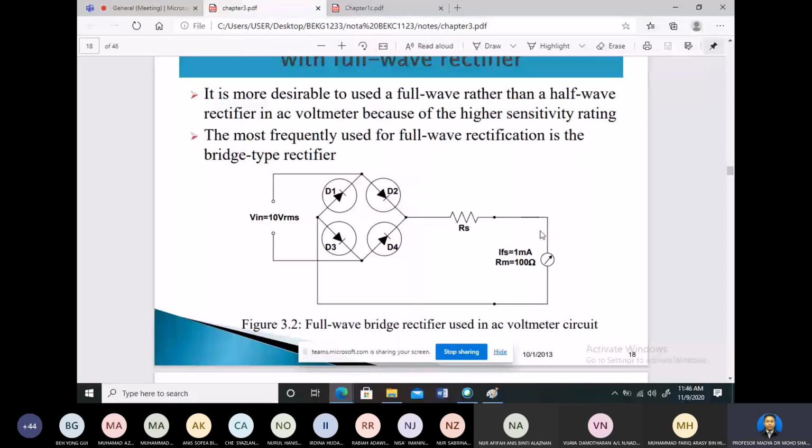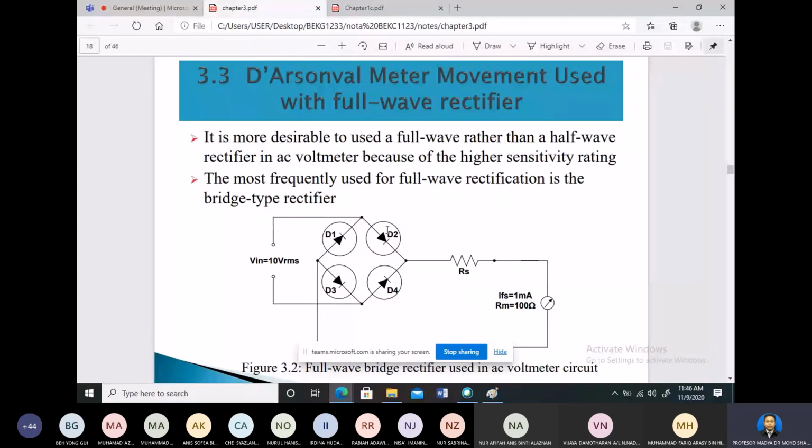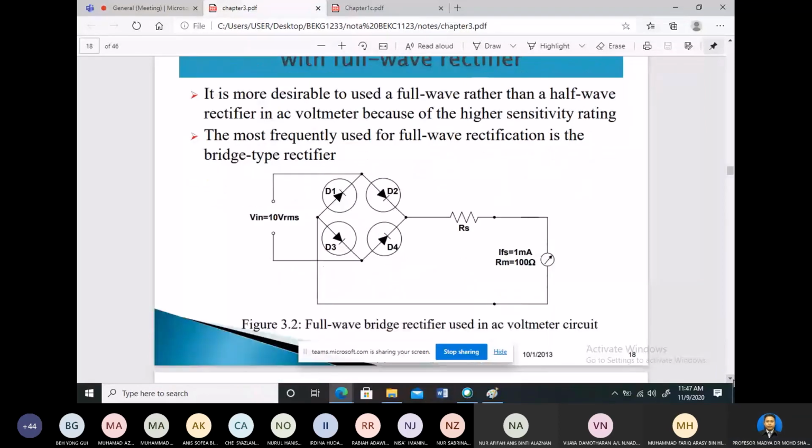It's similar to DC, but for DC we don't have this rectifier. For AC, we have the full wave rectifier here, because we need to convert from AC to DC. So the output here will be DC. The most frequently used full wave rectifier is the bridge type rectifier. This one we call the bridge.